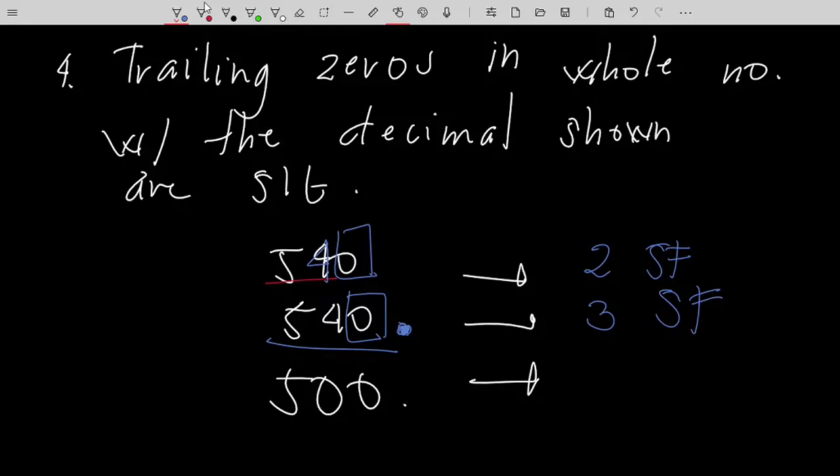How about the third example? Now we have the 500 with a decimal point. First, count all the non-zeros. Now again, how about the two zeros here? As you can see, we have a decimal point here. So regardless of how many zeros you have, as long as it is placed before a decimal point, it will be significant. So here we have three significant figures.